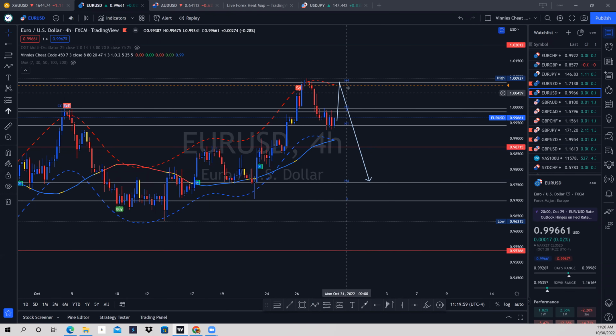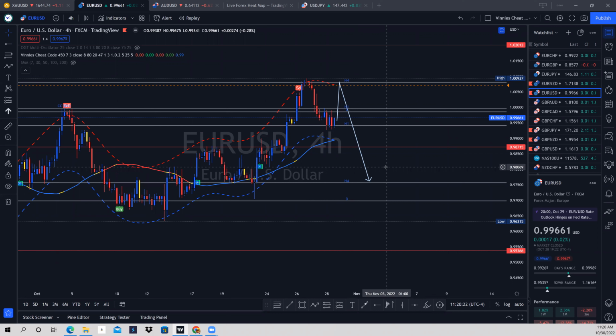Once my alert goes off, I will scroll down to the 15-minute time frame and look for a cheat code sell signal on Euro USD. That way you'll be trading in the direction of the higher time frame. You always want to trade in the direction of the higher time frame.